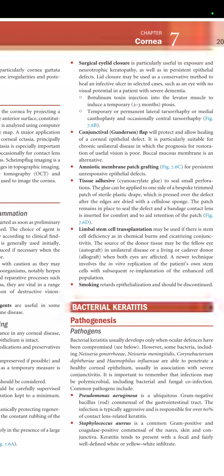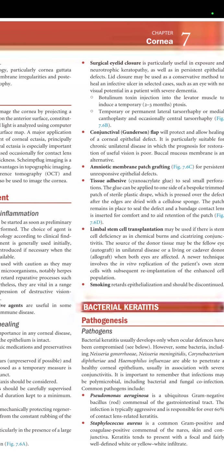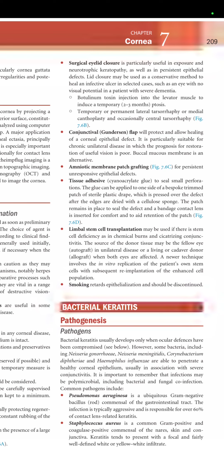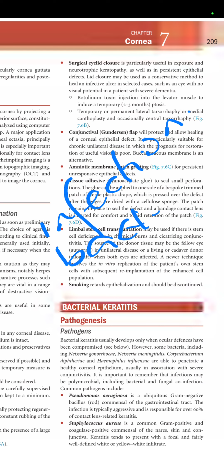Welcome to the Kanski lecture series, and we are going to start Cornea part 4. Today we are going to discuss bacterial keratitis. So what is bacterial keratitis? Infection of the cornea is called keratitis, and if the infectious cause is bacteria, then it is called bacterial keratitis.